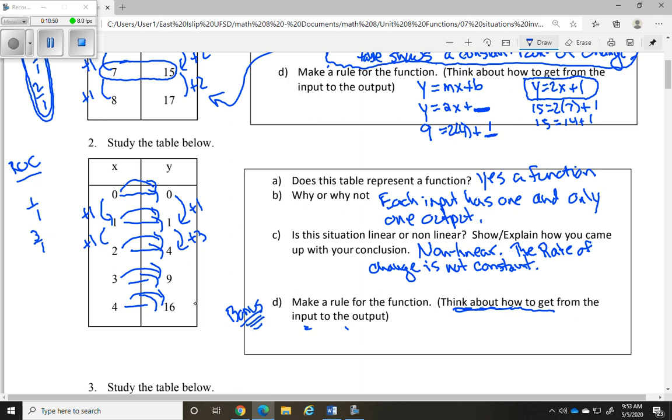Do you notice you could just square the x? 0 times 0 is 0. 1 times 1 is 1. 2 times 2 is 4. 3 times 3 is 9. 4 times 4 is 16. The function is y equals x squared. If you square the x, you get to your y.